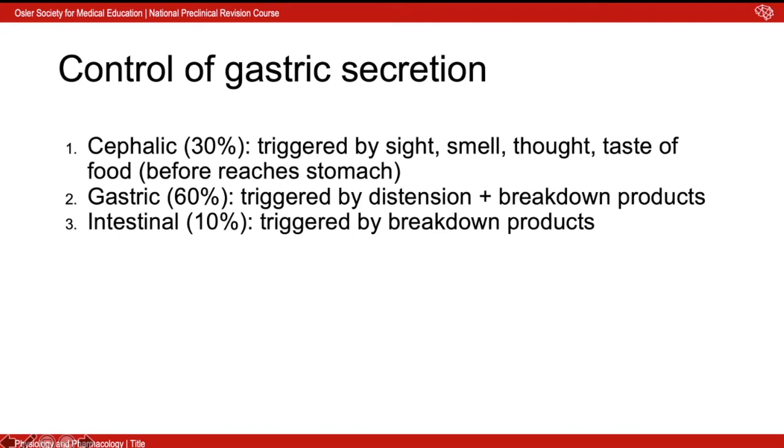And once the food's inside the stomach, it becomes distended, and you have lots of breakdown products of the food. That's your gastric control of gastric secretion. And finally, you have some intestinal control as well, and that's triggered by the presence of breakdown products in the small intestine. So, important to remember that there are actually 3 things that control gastric acid secretion.